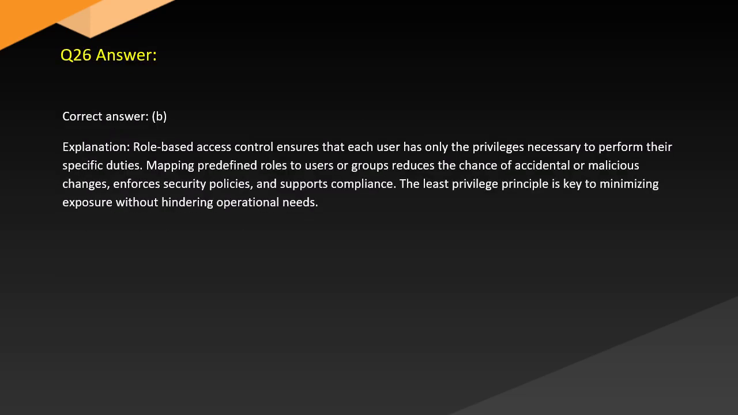Answer. Correct answer, B. Explanation. Role-based access control ensures that each user has only the privileges necessary to perform their specific duties. Mapping predefined roles to users or groups reduces the chance of accidental or malicious changes, enforces security policies, and supports compliance. The least privilege principle is key to minimizing exposure without hindering operational needs.